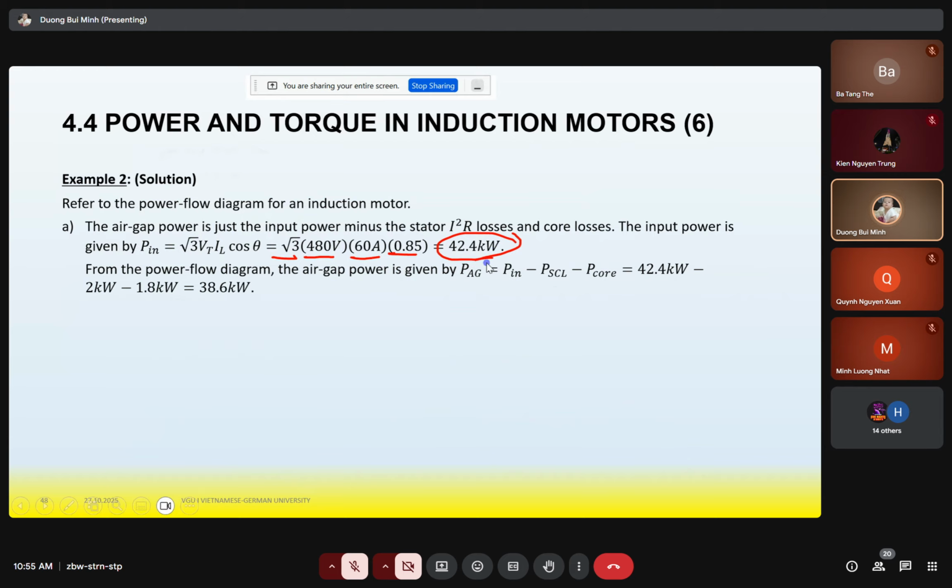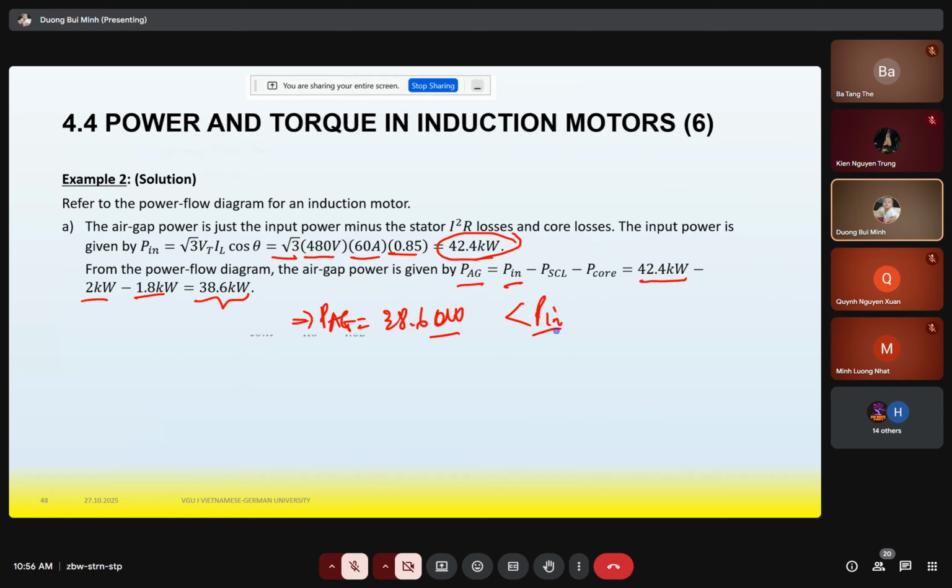Any questions? Okay, so now we have P in, so we can calculate P AG, meaning air gap power. This is 42.4 minus 2 kilowatts minus 1.8, and you get 38.6 kilowatts. So P AG is 38.6 kilowatts, of course less than P in.